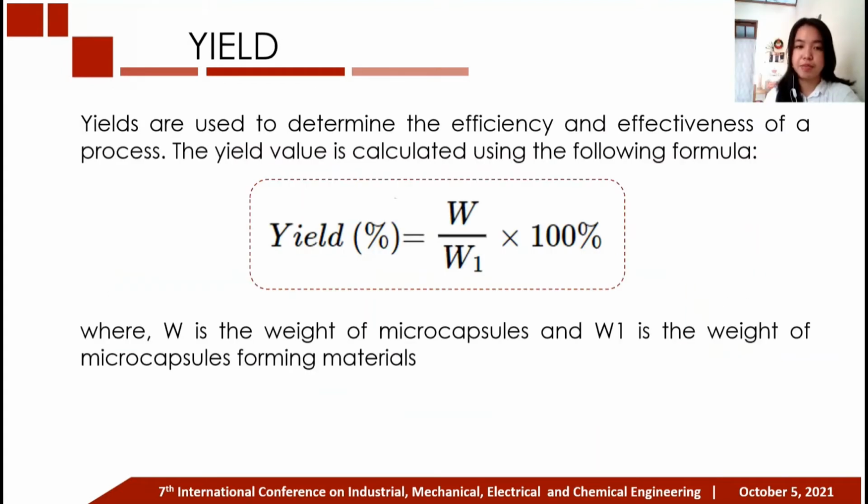Next, we will discuss yield. Yields are used to determine the efficiency and effectiveness of a process. The yield value is calculated using the following formula. The yield is equal to the weight of the microcapsules divided by the weight of the microcapsule-forming materials, multiplied by 100%, which can be seen on the following slide.